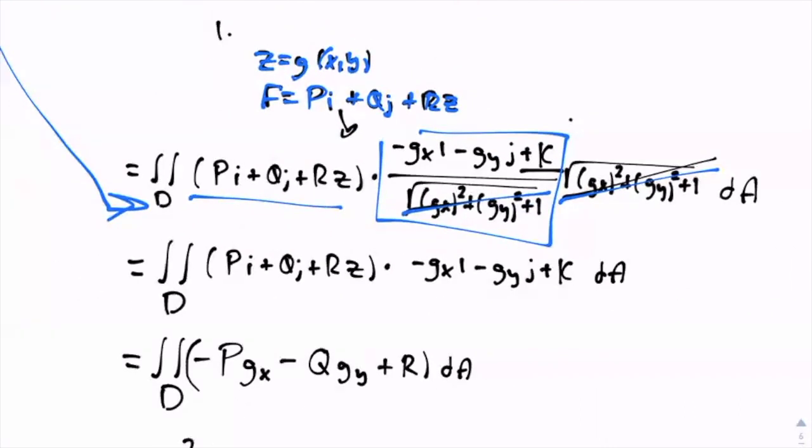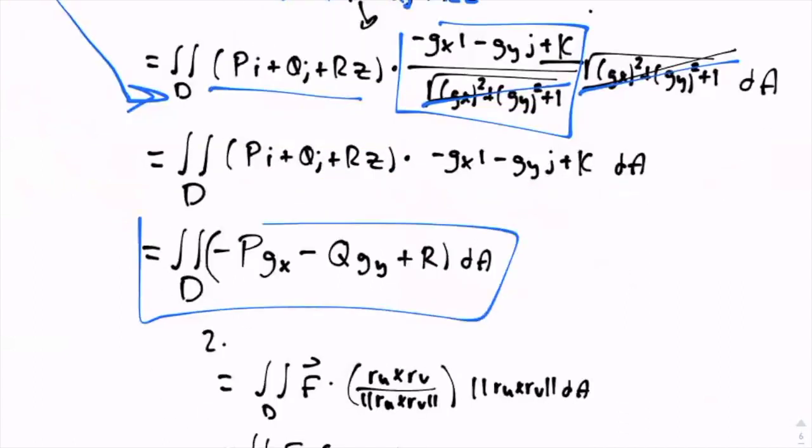We get that our integral is simply equal to the double integral over some region D of our vector field F dotted with basically our gradient, dA. And when we simplify this, we get this simplified version for our vector surface integral, which is the double integral over some region D of minus P times partial g with respect to x minus Q times partial g with respect to y plus R, all of that times dA.